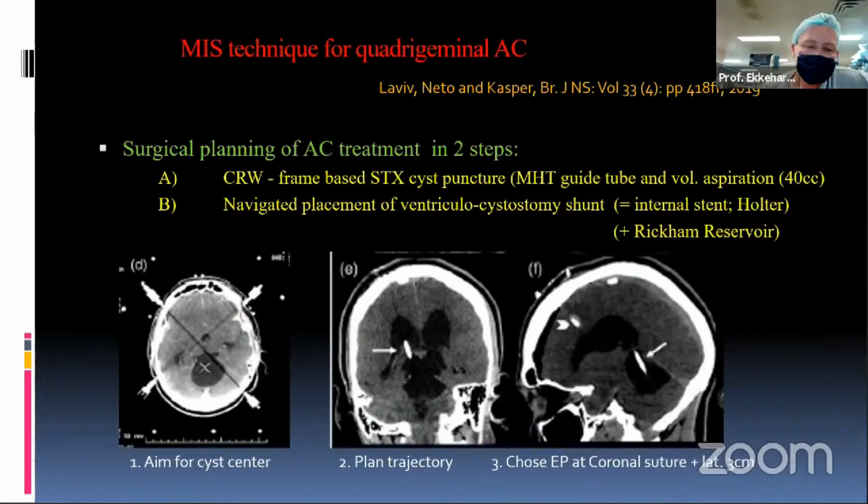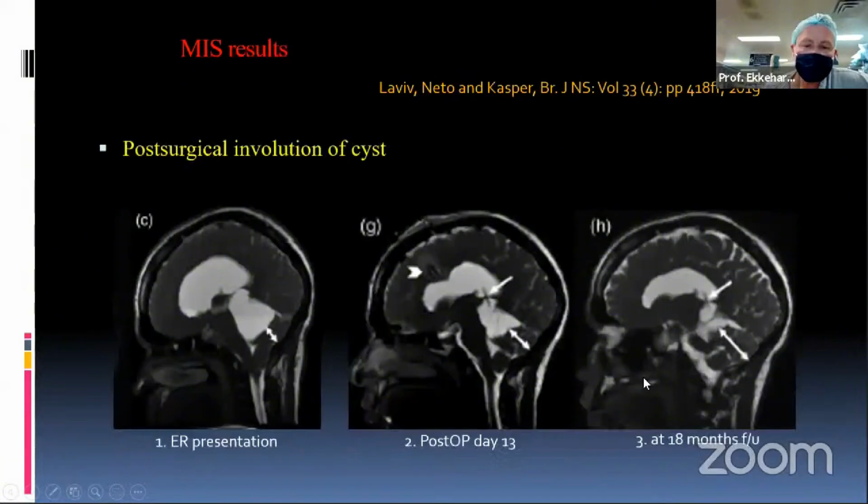And afterwards, after we had achieved successful cyst aspiration of, let's say, 40%, we placed an internal cystoventricular cystostomy shunt, which is an internal stent used through a Holter catheter connected to a Rickham reservoir so that the shunt doesn't migrate. So you can see, aspirate the cyst first, plan the trajectory, place the catheter in there, and then wait and watch and see what happens.